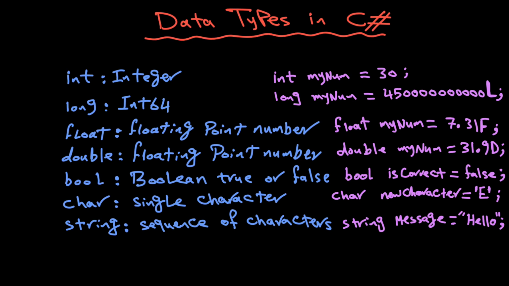These are the basic data types available in the C# programming language: int, long, float, double, bool, char and finally string.